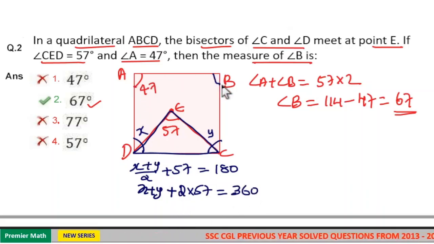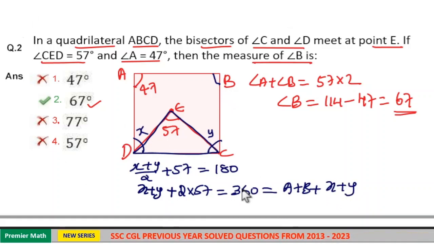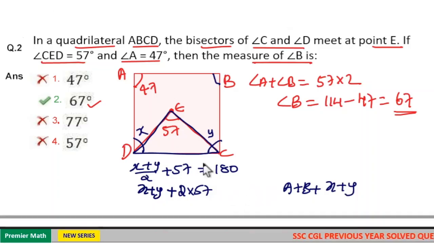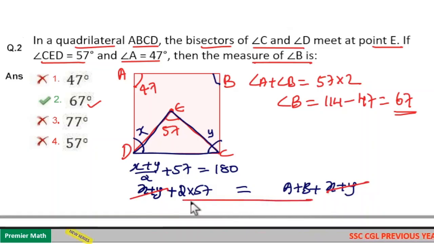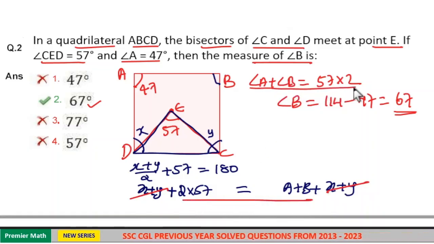Now sum of angles of a quadrilateral is 360 degree. That is A plus B plus C plus D is 360 degree. A plus B plus C plus D, I can write it as x plus y plus the rest. When you equate these two, that is sum of these two is equal to 360, then if you cancel x plus y from both the sides, you can see A plus B is equal to 2 into 57. A plus B is equal to 2 into 57. That is, double of 57 is equal to A plus B when this 57 is created by bisectors of C and D.